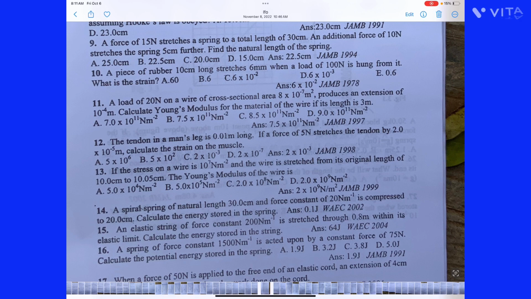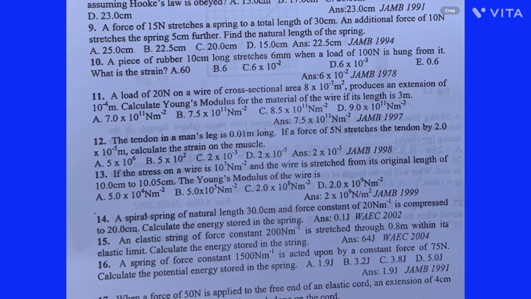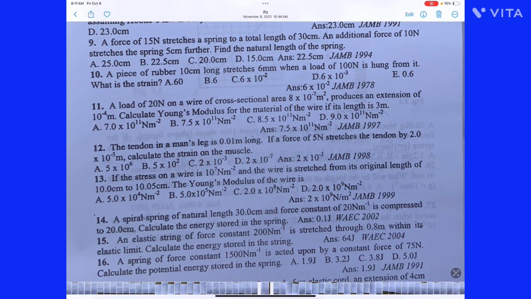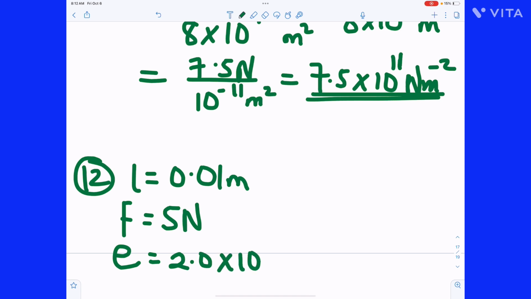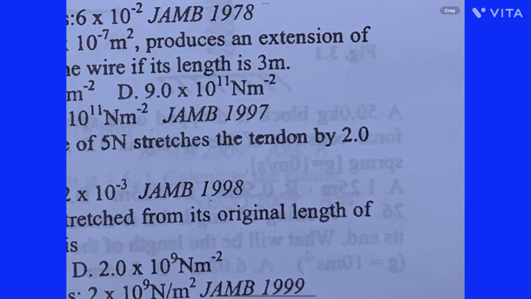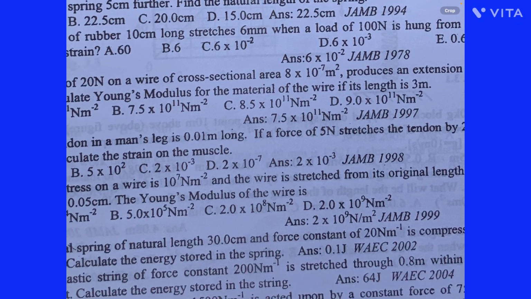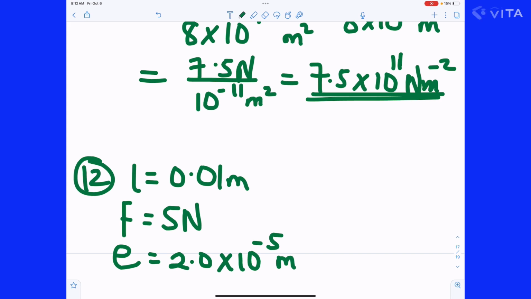Next part says if a force of 5 newtons stretches the tendon, it produces an extension of 2.0 times 10 raised to the power minus 5 meters. If a force of 5 newtons stretches the tendon by 2.0 times 10 raised to the power minus 5 meters, calculate the strain on the muscle.